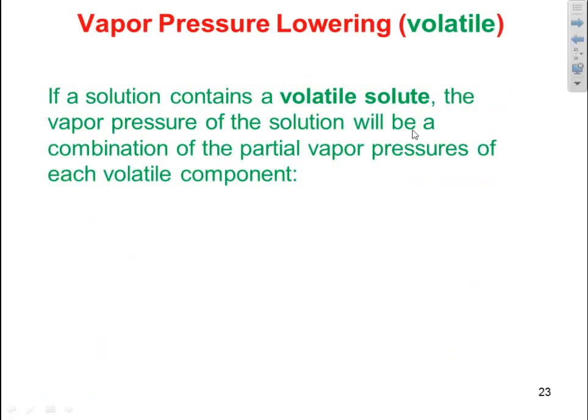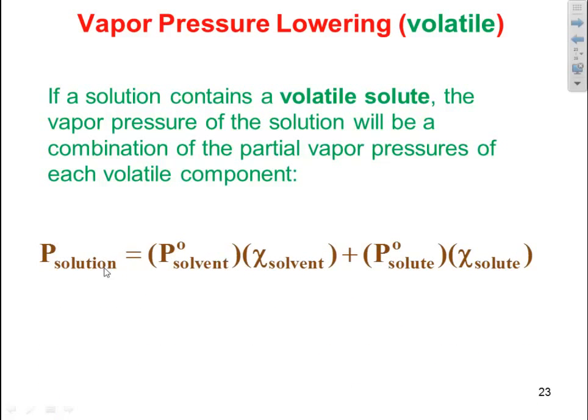If a solution contains a volatile solute, so now we're talking about volatile, the vapor pressure of the solution will be a combination of the partial vapor pressures of each volatile component. So P solution is equal to the vapor pressure of your pure solvent times your mole fraction of solvent, that part of the solvent contributing to the vapor pressure of the solution, plus the mole fraction of the solute times its pure vapor pressure.